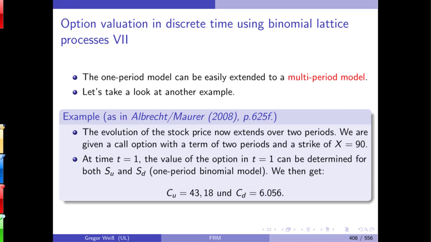The one-period model can be extended to a multi-period model. In this case, again, the option extends over two periods, and the stock price can go up and down again. We are now given a call option with a term of two periods and a strike of 90. At time one, the value of the option can be determined for both SU and SD, and then we calculate the two possible option prices at T1, and then go back one more period in time and calculate the option price at T0. And we get this price here.